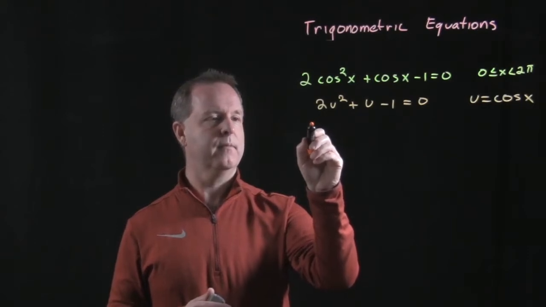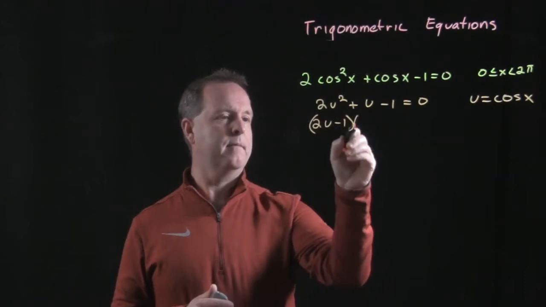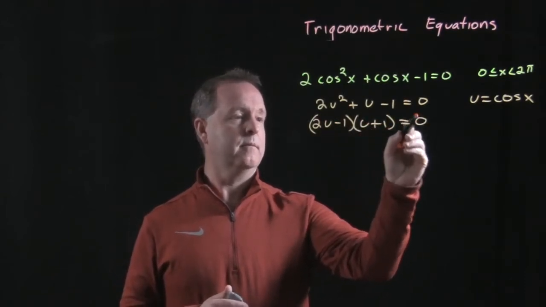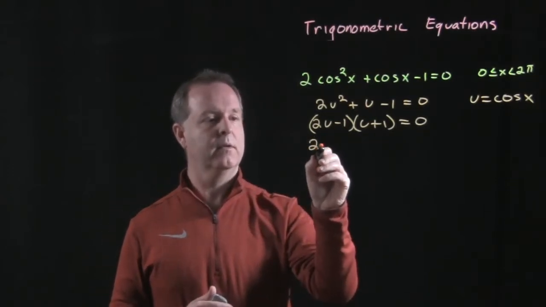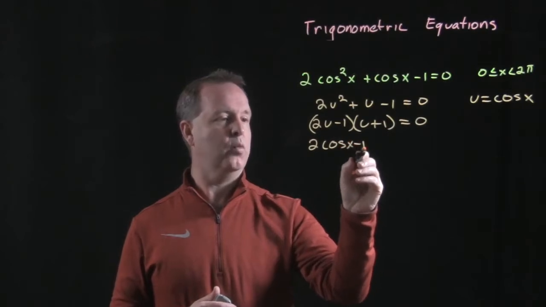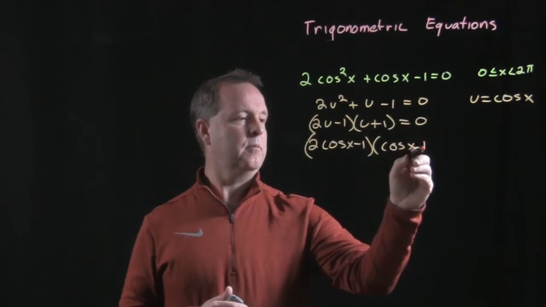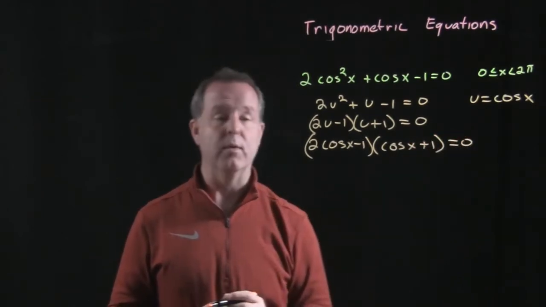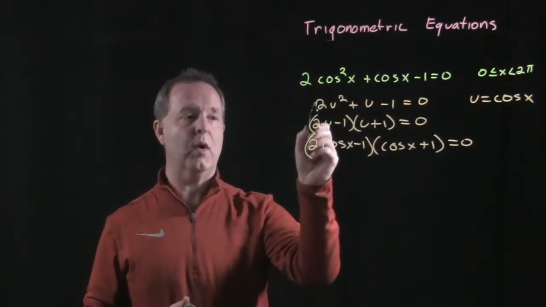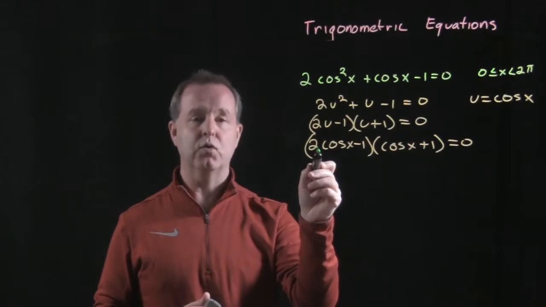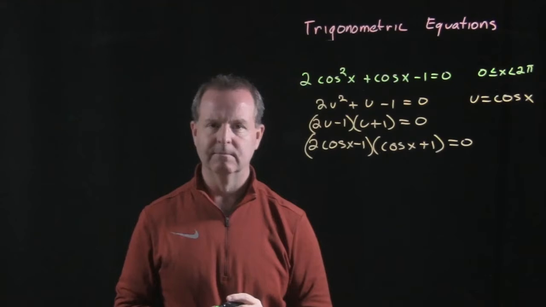That's a 2u minus 1 times a u plus a 1 equals 0. And if I back substitute cosine in, that would equal 2 times the cosine of x minus 1 times the cosine of x plus 1. And that would equal 0. Some of you guys might be able to recognize and get from here to here directly without doing a u substitution, and directly we're able to factor that down to 2 cosine x minus 1 cosine x plus 1.